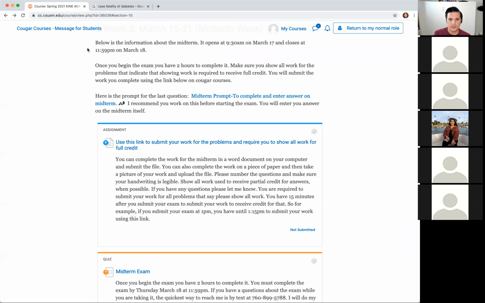Not only is it important for receiving full credit, so that if you get the right answer, I can see how you got the right answer, and that you just didn't magically come up with that. But it's also extremely important for me to give you partial credit. As I've mentioned before, if you get the wrong answer, I do give quite a bit of partial credit.